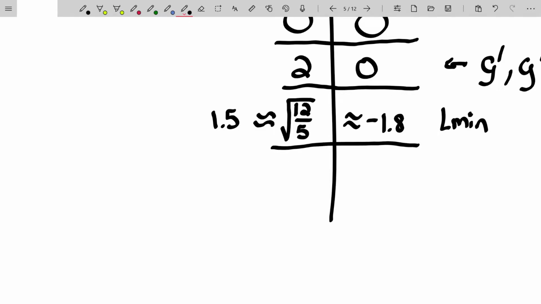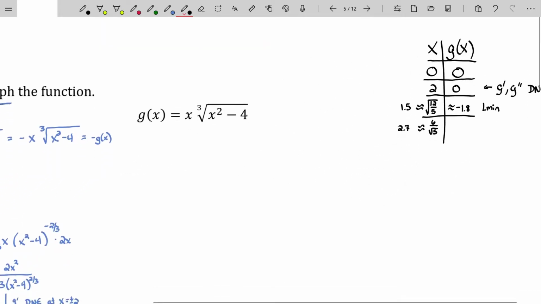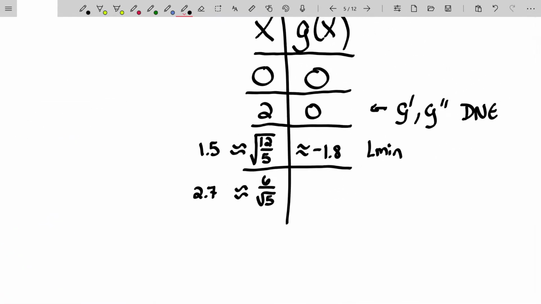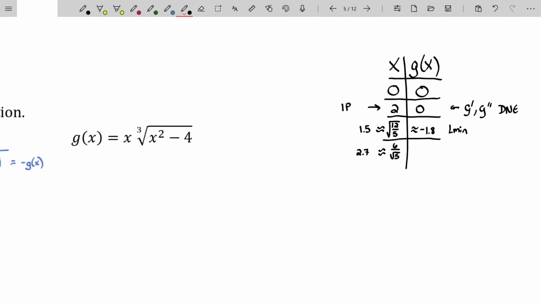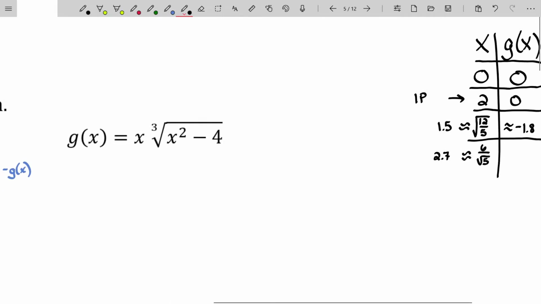Oops, darn it, I've done that twice. 6 over root 5, which is approximately 2.7, is what I said. I'm asking you, but you can't respond to me because you are not talking to me right now. And I'll also maybe mention here that this is an inflection point, but that'll be taken care of when I graph my number lines up above. And I have to evaluate g at that 6 over root 5.